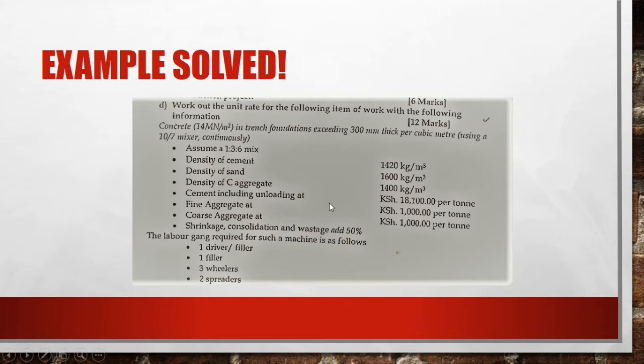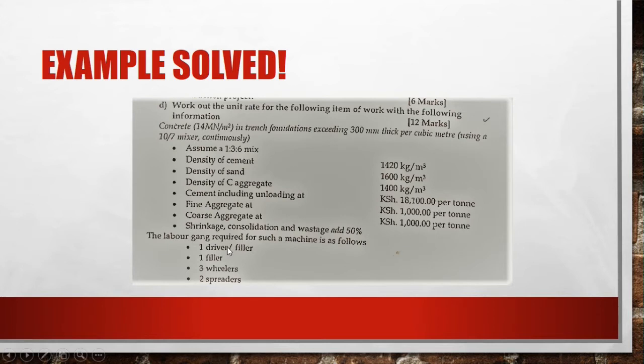We also have cement including unloading at cash. The cost of cement including unloading is 18,100 Kenya shillings per ton. For the fine aggregates, the cost is 1,000 per ton, and the coarse aggregate is also 1,000 per ton. Shrinkage, consolidation and wastage add 50%, so for the materials, cement, sand and coarse aggregates, we should add an allowance of 50%.